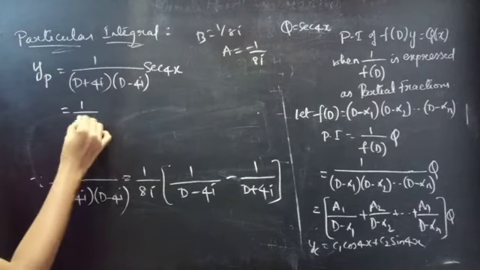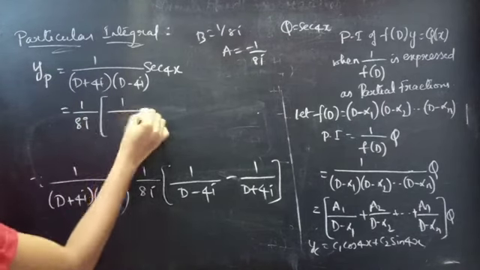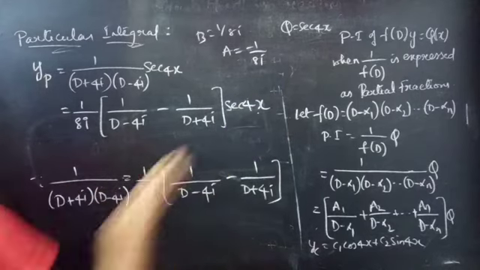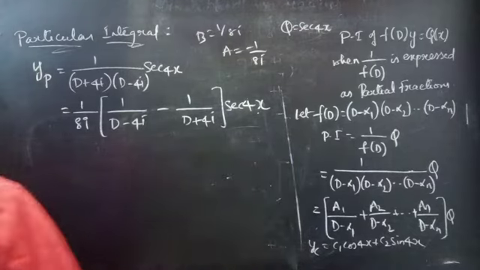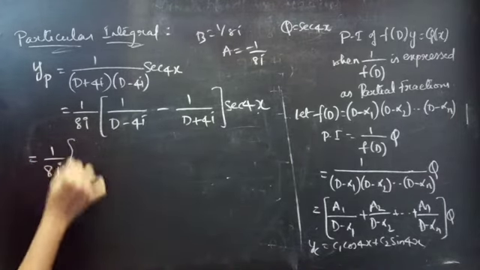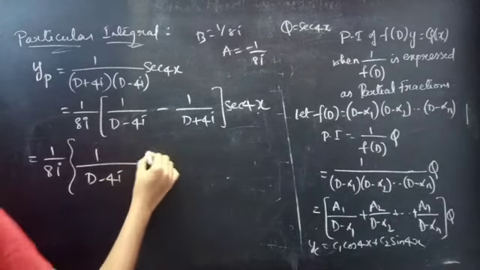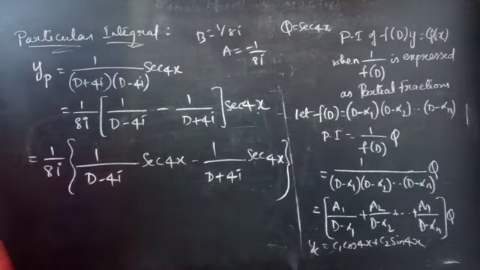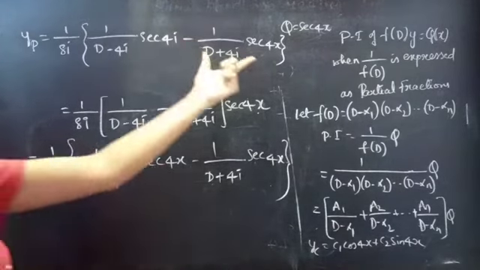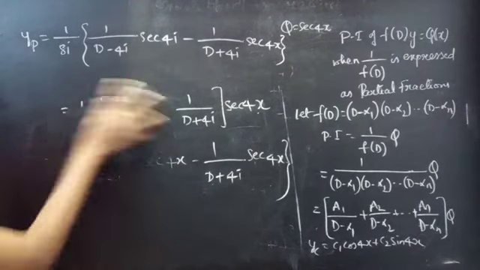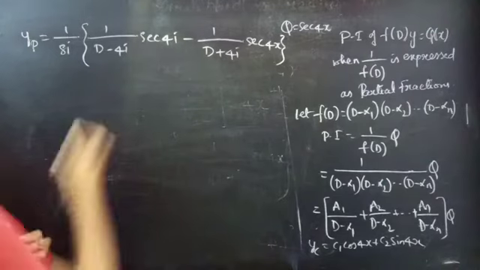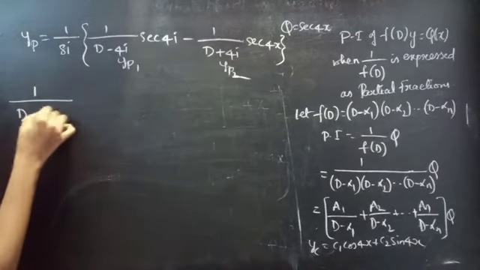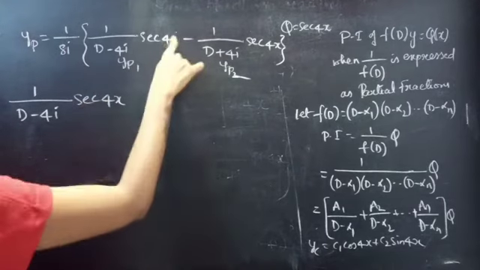Now you can replace in yp, you'll get 1 by 8i into 1 by D minus 4i minus 1 by D plus 4i into secant 4x, which equals 1 by 8i into 1 by D minus 4i into secant 4x minus 1 by D plus 4i into secant 4x. Now we can find each term separately. You can just consider the first one as yp1 and the second one as yp2 for our convenience. So let's find firstly 1 by D minus 4i into secant 4x.